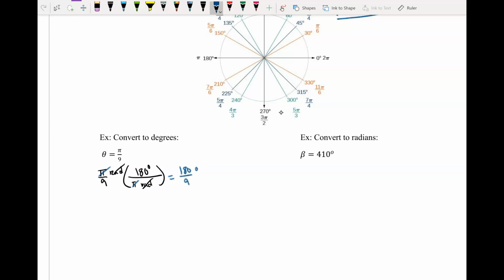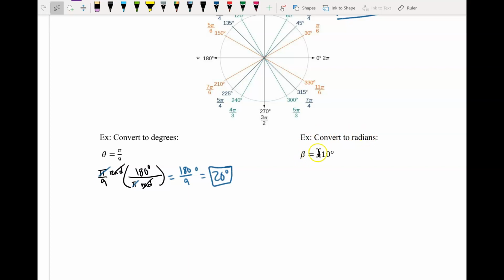Okay. So when we take 180 and divide it by 9, that's just going to give me 20. So this gives me 20 degrees. So pi over 9 radians is equal to 20 degrees. All right, now let's look at converting to radians.